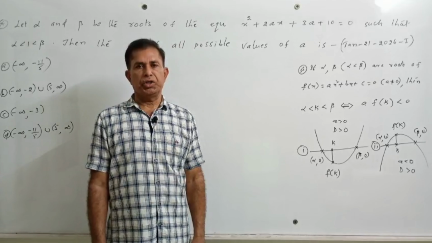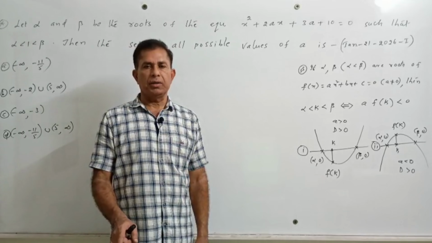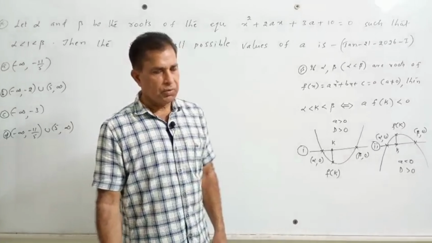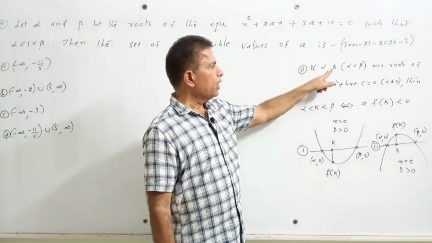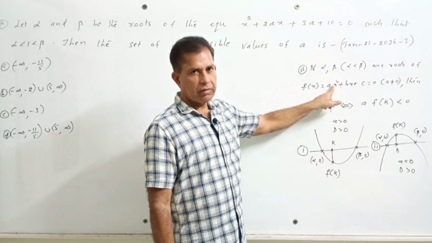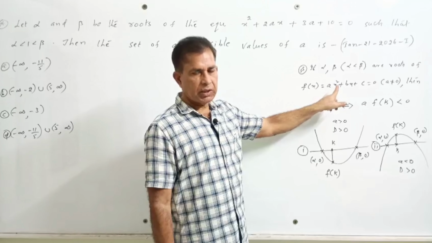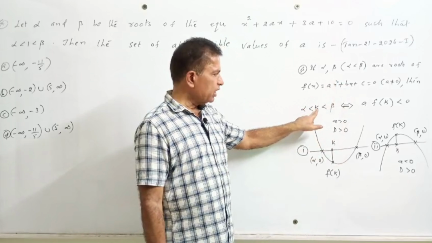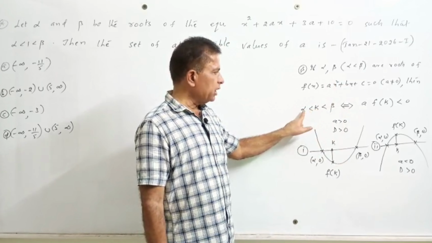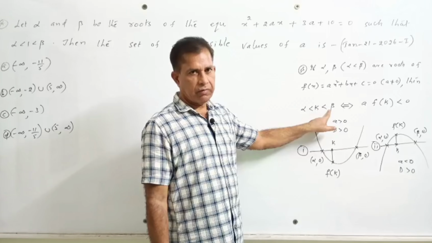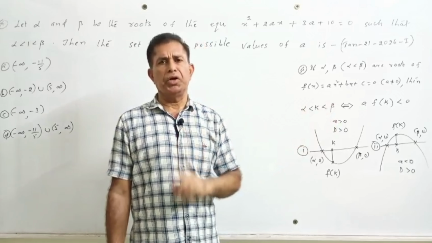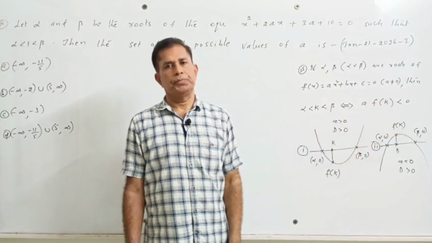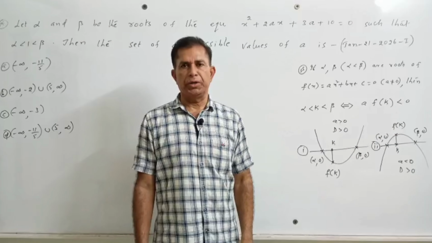So what is the condition for a given number k to lie in between the roots of a quadratic equation? See now, if alpha and beta are the roots of the quadratic equation ax square plus bx plus c is equal to 0, the condition for a given number k to lie in between the roots, just only one condition: a into f of k must be less than 0. So no need to take the discriminant.